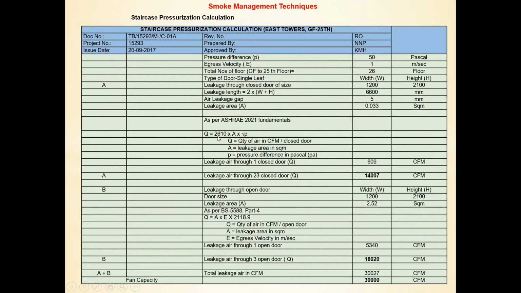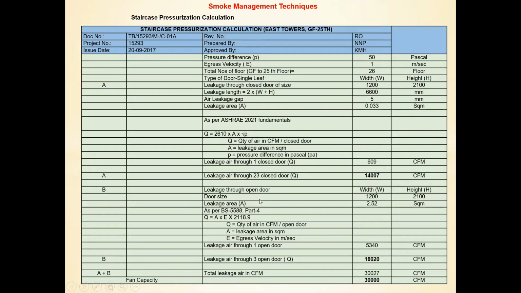So from the formula 2610 into A into root P, which we studied earlier for calculating the leakage past the closed door, putting these values in this formula, 2610 into 0.033 into under root 50, we get the leakage past one closed door as 609 CFM. Since we have 23 closed doors, 609 into 23 is 14,007 CFM, which is the total leakage across all the closed doors.